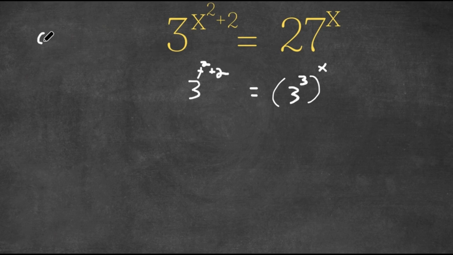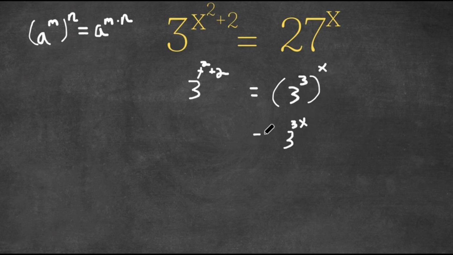Now, if we have something in the form a to the power of m to the power of n, this is actually equal to a to the power of m times n. So this is an important property of exponents. So 3 to the power of 3 to the power of x is actually equal to 3 to the power of 3 times x, which is simply just 3x. And this is equal to 3 to the power of x squared plus 2. Now, because our bases here are the same, that means our exponents are the same as well.